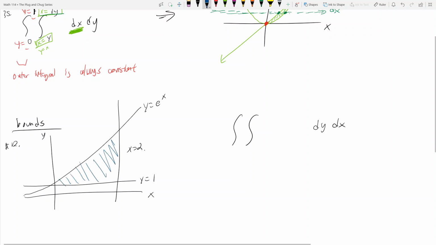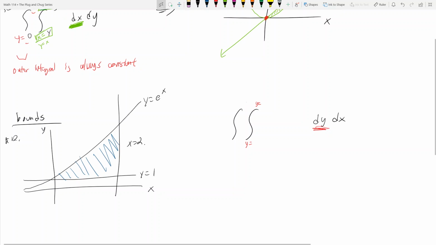All right. So how do I find the bounds? Right. Well, since dy is on the inside, this guy needs to be y equals something. And through my region, now dy is on the inside, I got to draw a line parallel to the y-axis through this region. Okay. And I look at what it hits first. Well, I hit y is equal to 1 first.